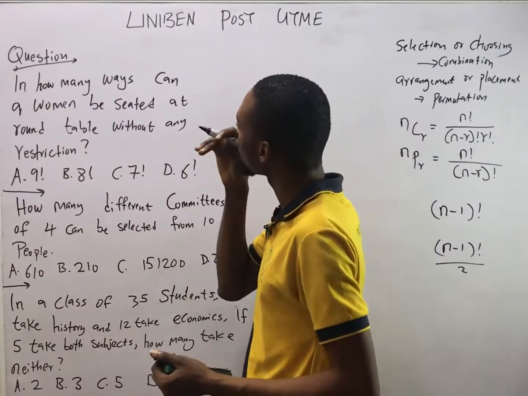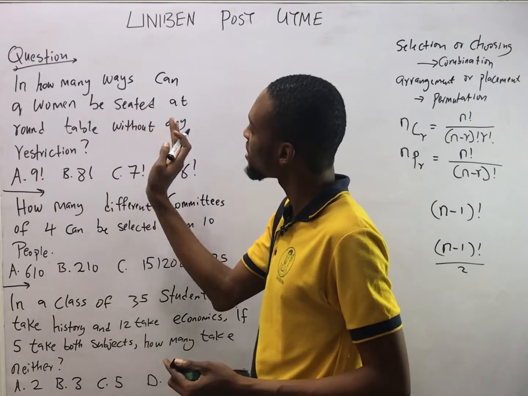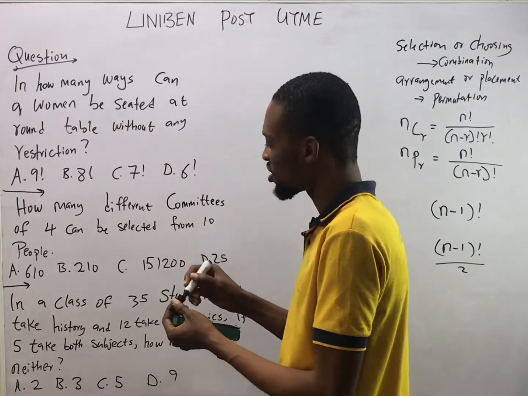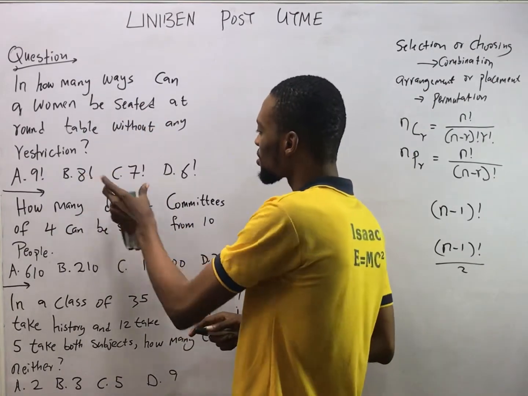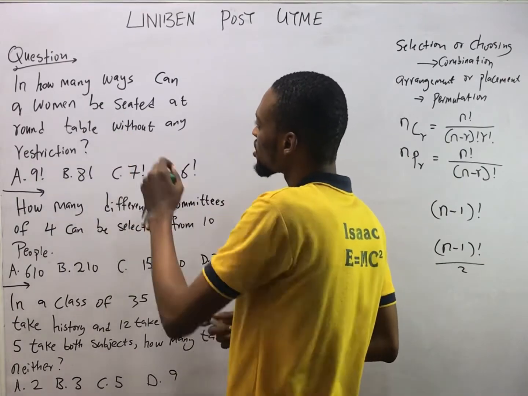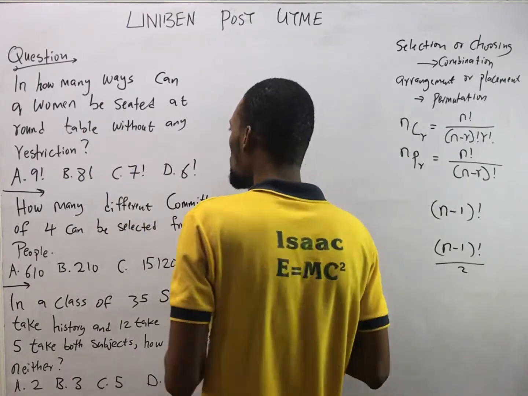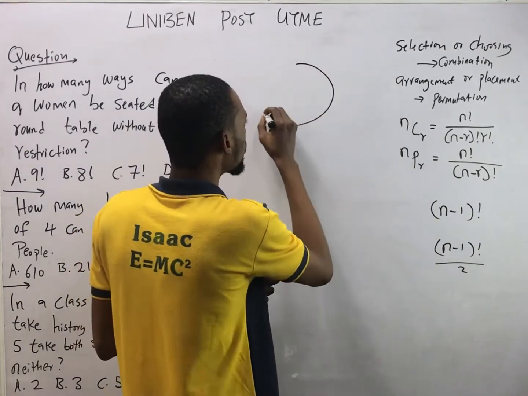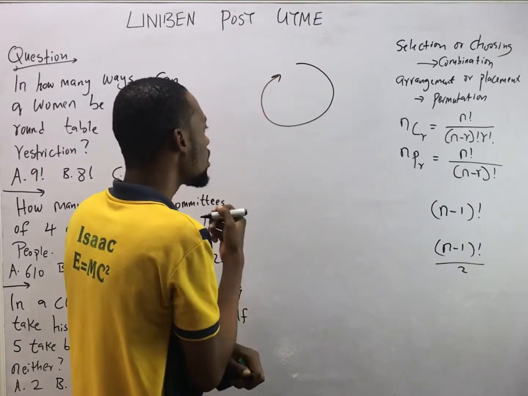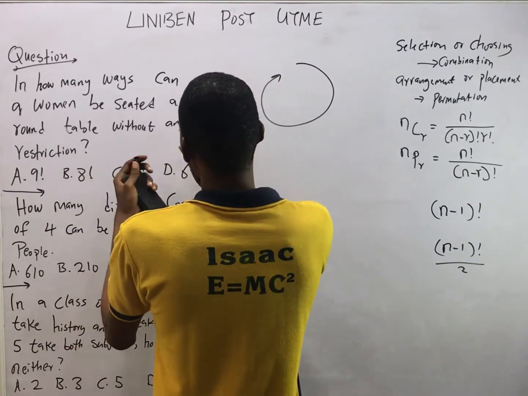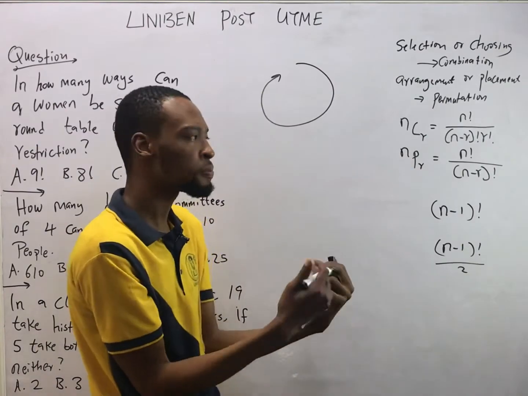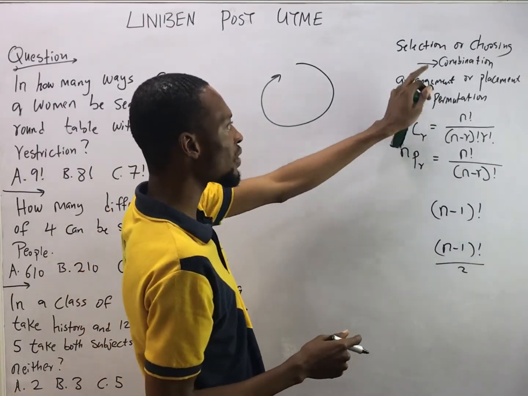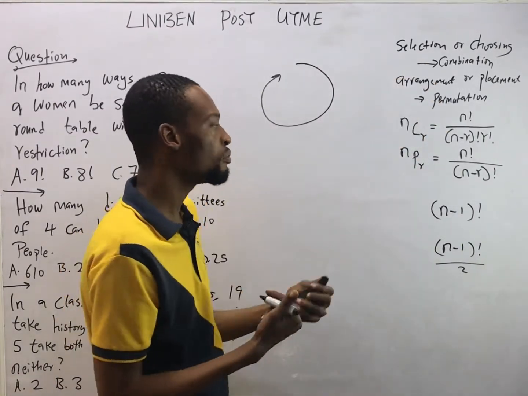So with this, you should be able to solve a lot of permutation and combination questions. In how many ways can 9 women be seated at a round table without any restriction? And these are the options. Taking a look at this question, it's actually a circular question because a round table is a circle. So this is a circular permutation and it's arrangement, sitting, placement. I told you arrangement is permutation, while selection or choosing is combination.